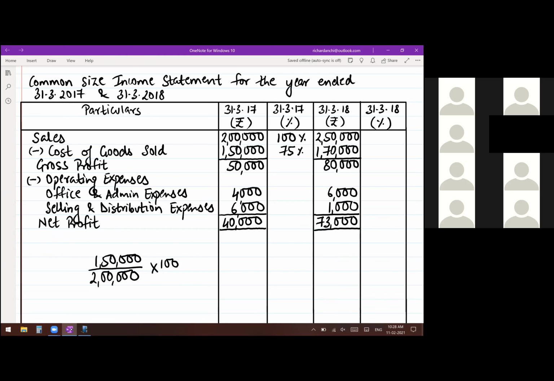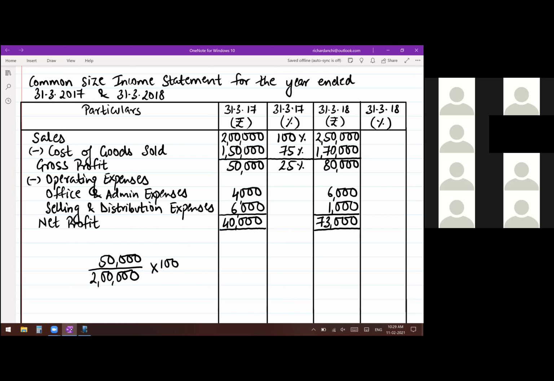Then each figure you have to take. So even gross profit will be calculated. That is 50,000. So 50,000 divided by 2 lakhs into 100. 25%. And I'll tell you, it matches also. Sales minus cost of goods sold gives you gross profit. If you look at the percentage column also, it matches. 100 minus 75 is 25%.